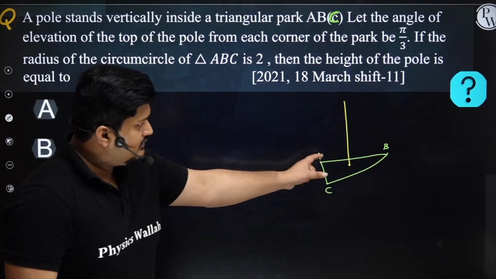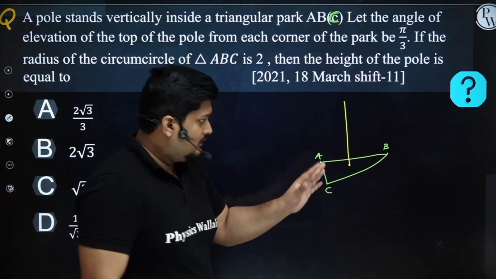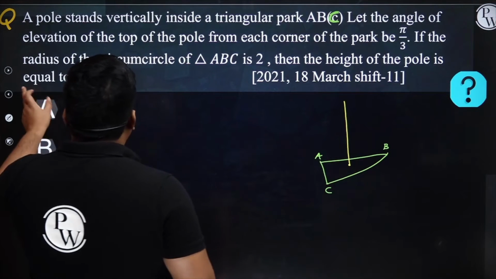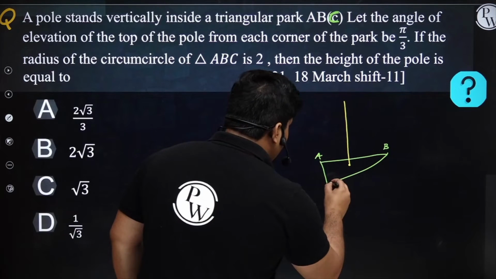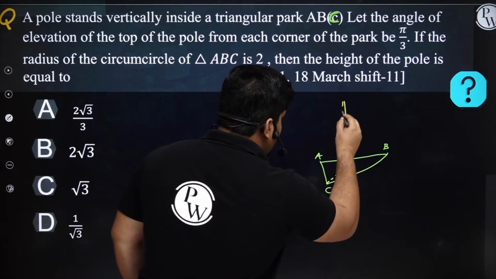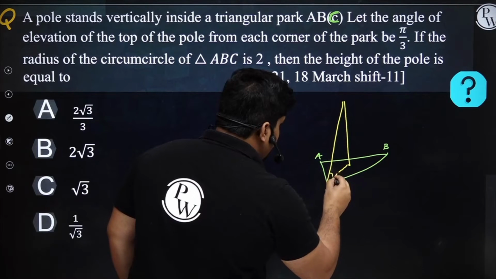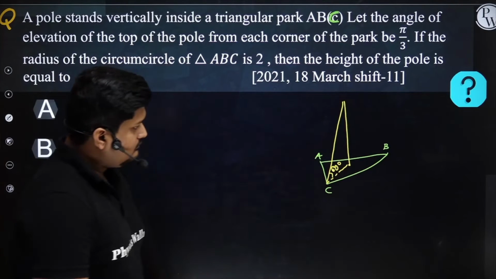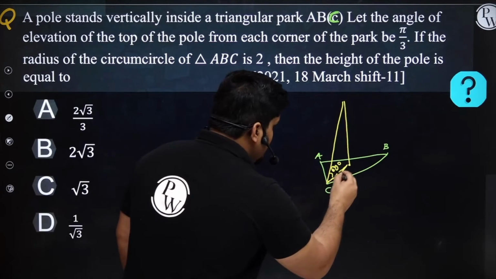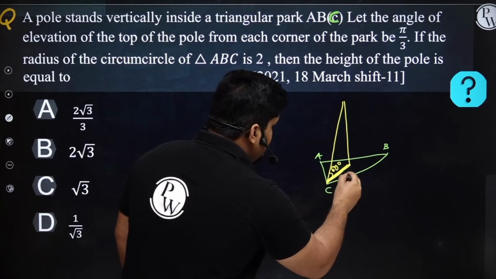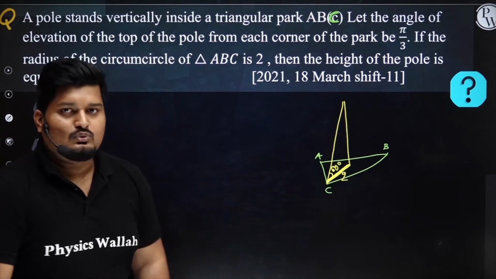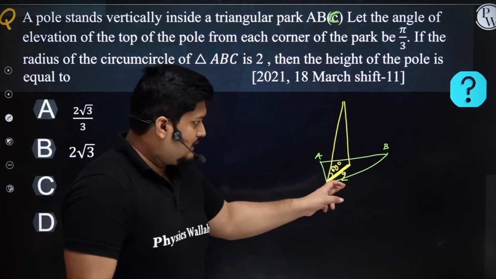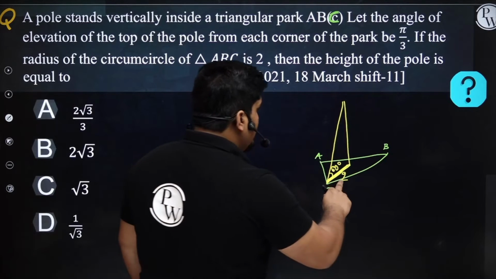So there is a pole which is standing vertically. Now what is given? At each corner the angle is pi by 3. Fine. The radius of the circumcircle is 2. So if I join it, and if I join this also, this particular angle is given, pi by 3, which is 60 degree. And this length is also given. What is it? This length is 2. This lies at the center. This is the center of that triangle. So this is 2. What are they asking?